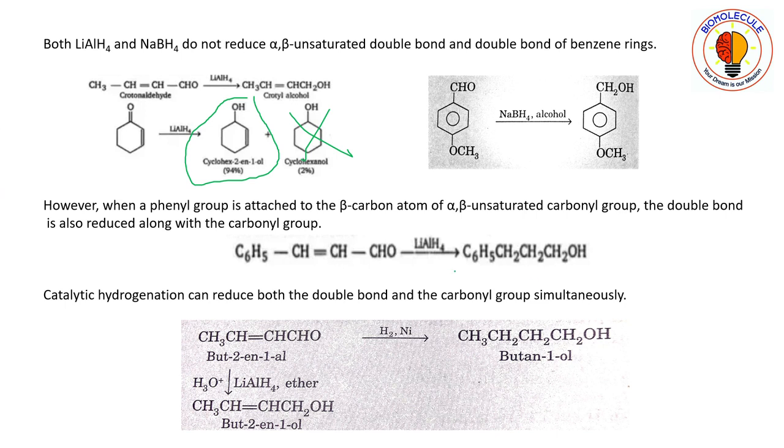Now moving on to the benzene ring. This compound is para-nitrophenyl benzaldehyde. If you reduce this with sodium borohydride, you will see that this benzene ring remains intact. The benzene ring also contains double bonds, three double bonds in conjugation. So the benzene ring remains intact, that is, the double bonds are not reduced, only the aldehyde is reduced to primary alcohol.